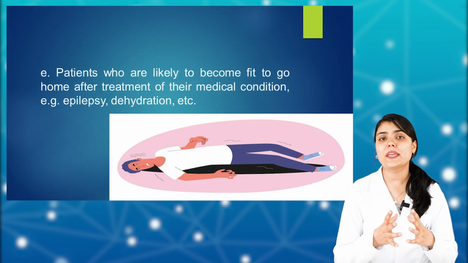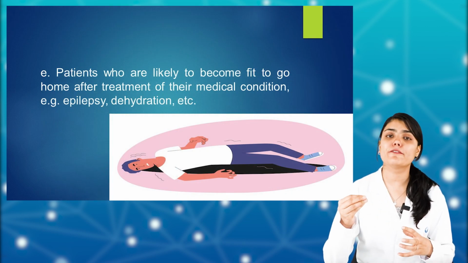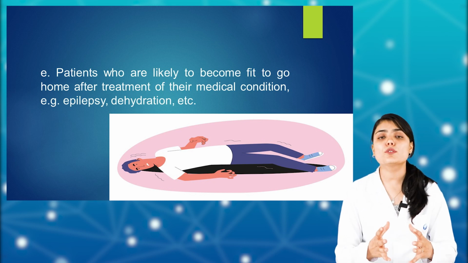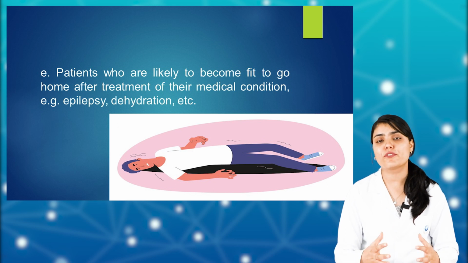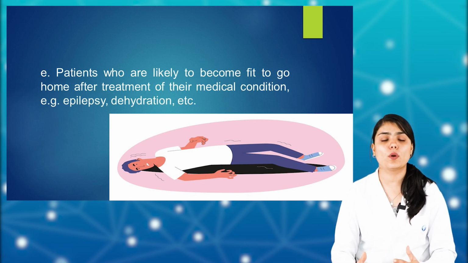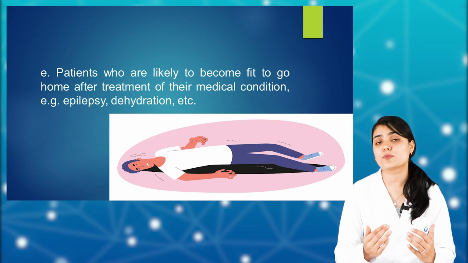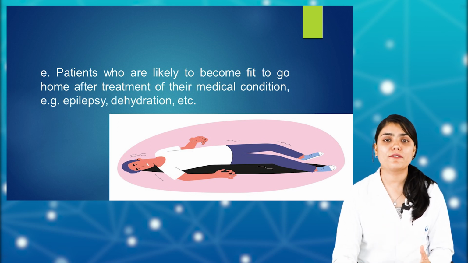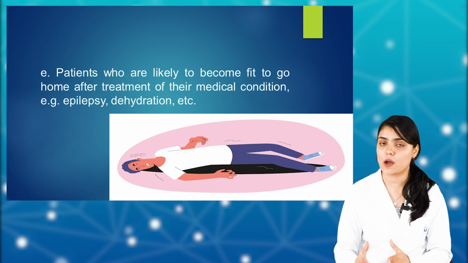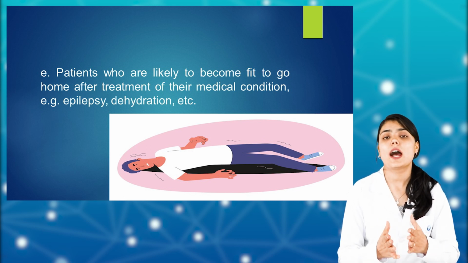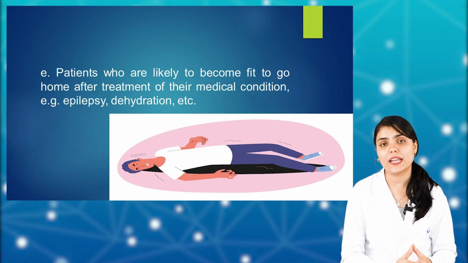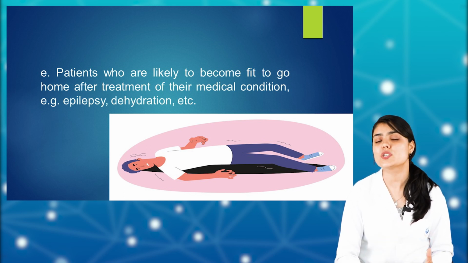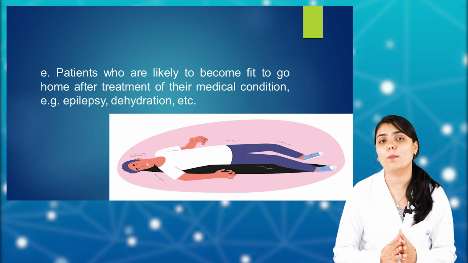And finally, the patients who are likely to become fit after the immediate attention by the medical professionals can also be kept in the observation room. For example, a patient with epilepsy or dehydration. Once the cure is provided to the patient after a period of time, the patient is likely to be fine to go to their respective houses. So such patients are also kept in an observation area for a certain period of time, and then after the stabilization of the patient are sent back home.